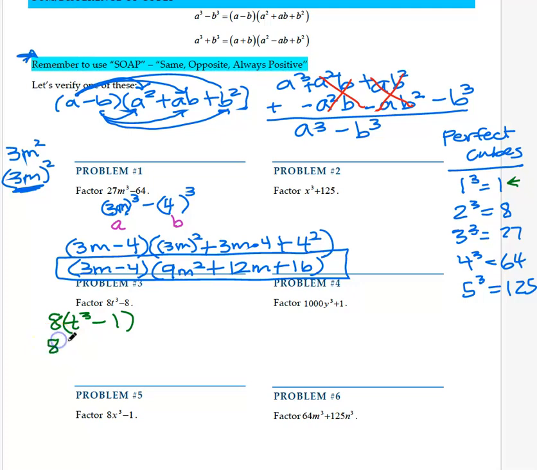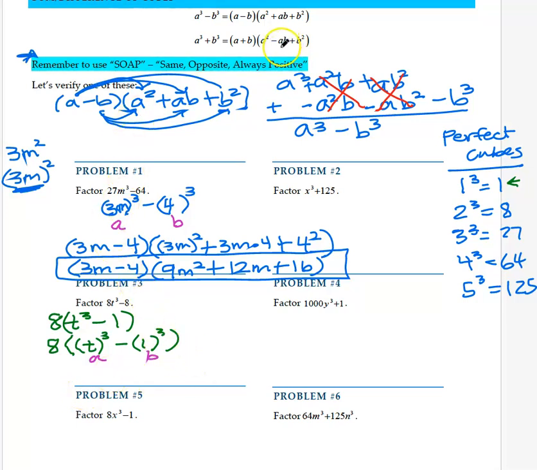All right, so I'm going to keep it there as part of my answer, but then remember, I'm going to rewrite this, so t cubed, t all cubed, minus 1 all cubed. So I just want to make sure it's really clear what my A and my B are, and that's why we're rewriting it that way so we can see it. So t is my A and 1 is my B.